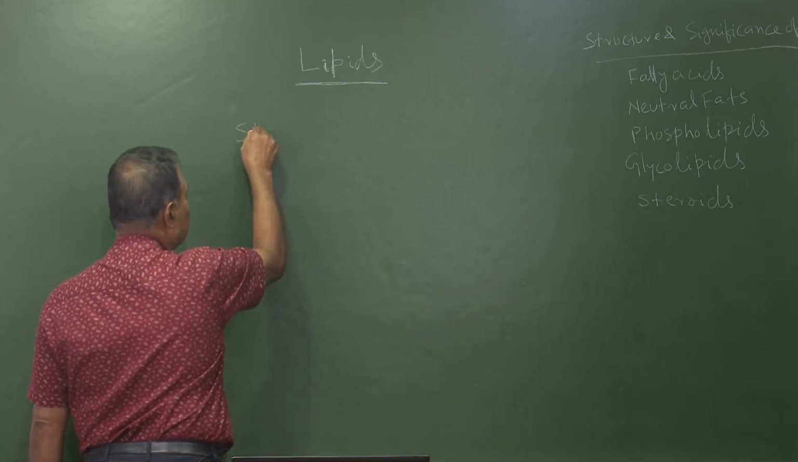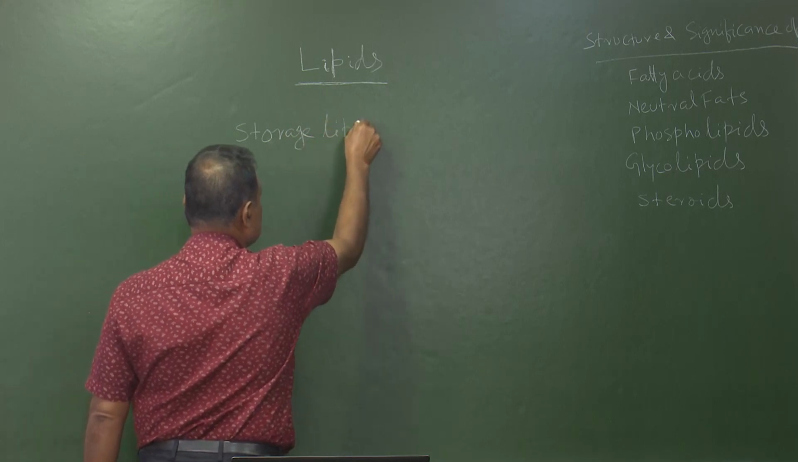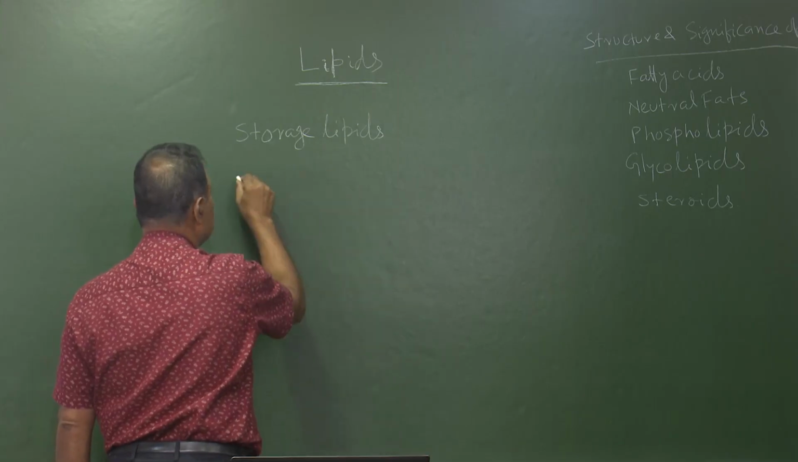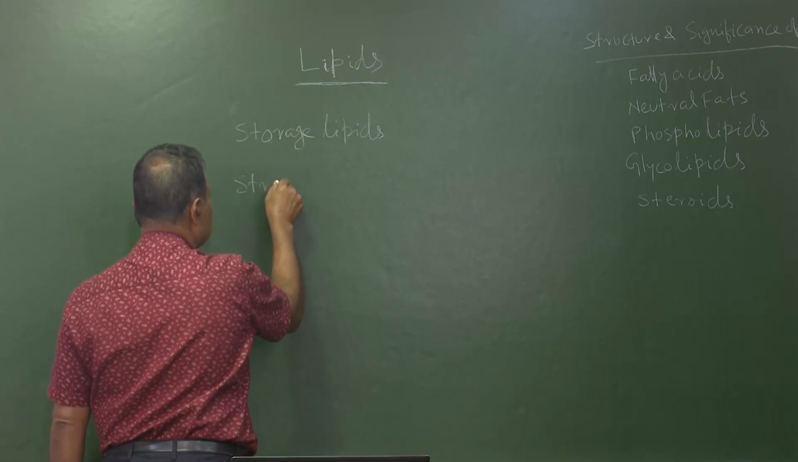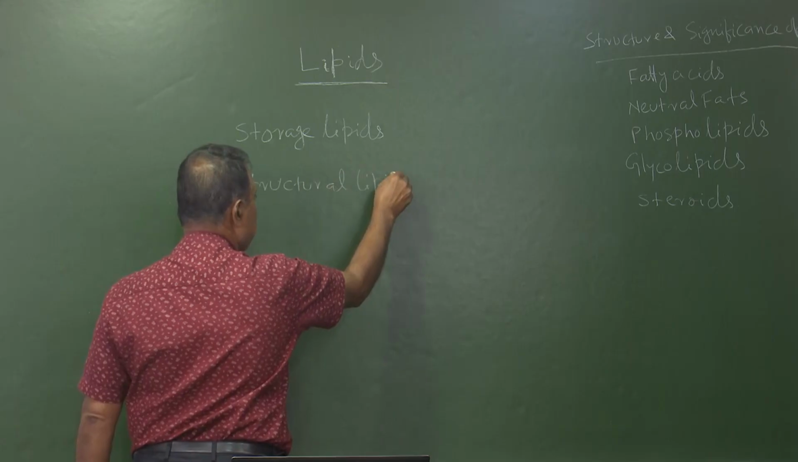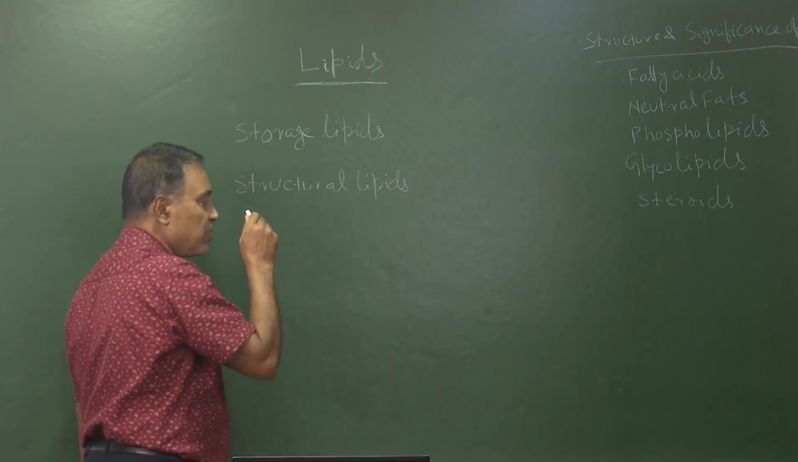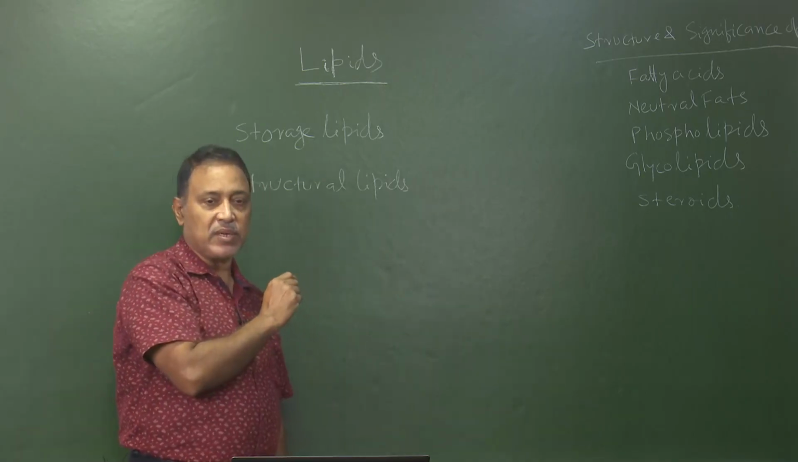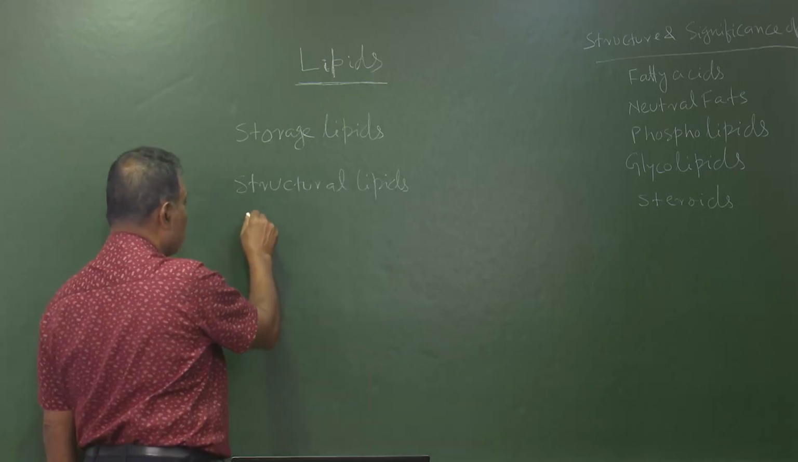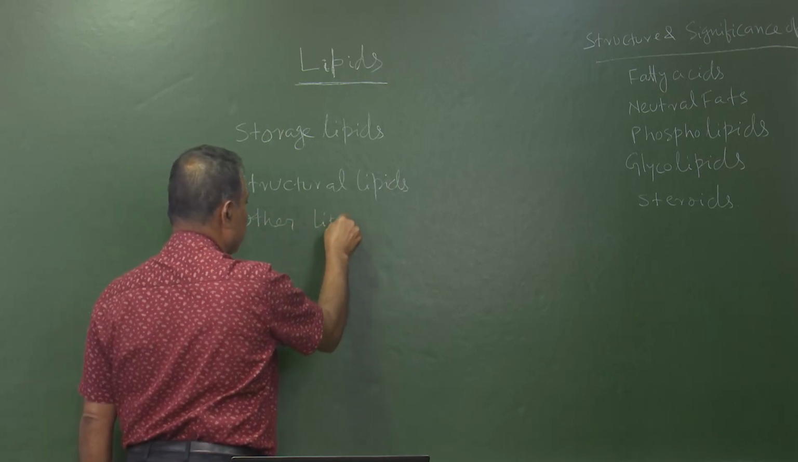We can divide them into three categories. One is storage lipids, another is structural lipids, and the third is other lipids, again a very diversified group. As the names suggest, we are not using any chemical parameter to define or even classify them. We are mostly looking at what they do.